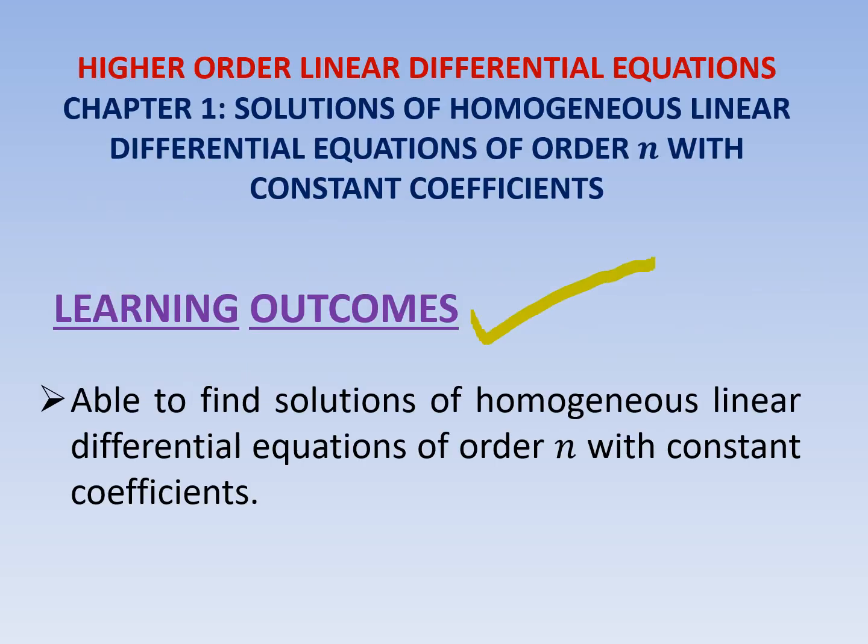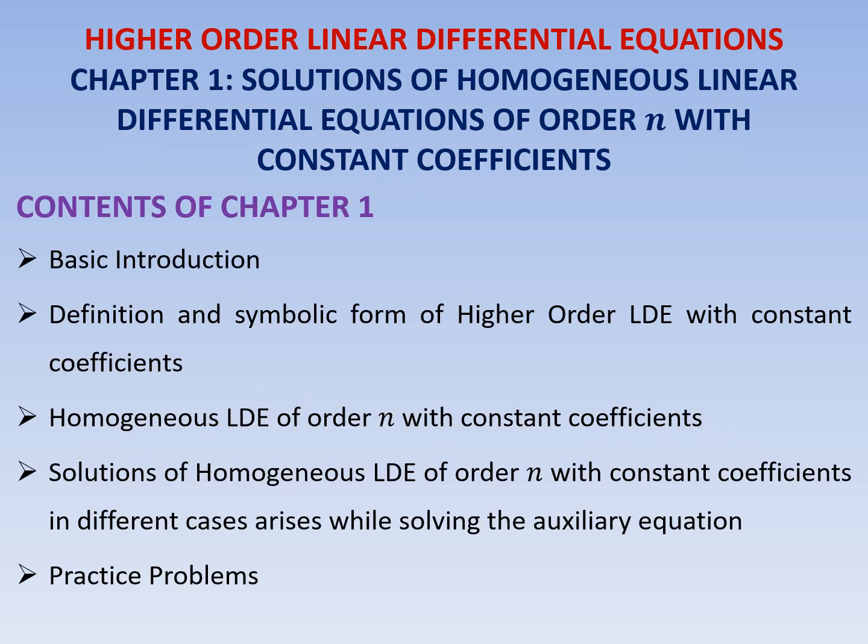Learning outcomes. By the end of this chapter, the learner should be able to find solutions of homogeneous linear differential equations of order n with constant coefficients. This unit, that is higher order linear differential equations, is divided into two chapters. And the first chapter is solutions of homogeneous linear differential equations of order n with constant coefficients.